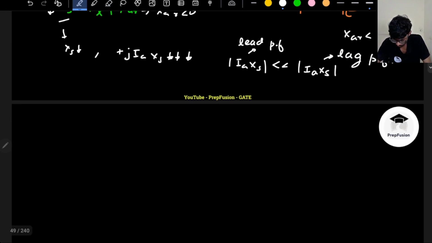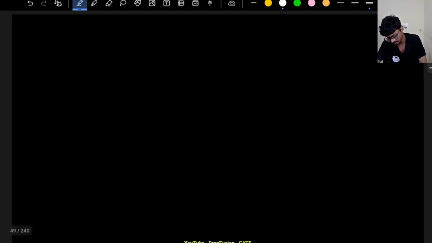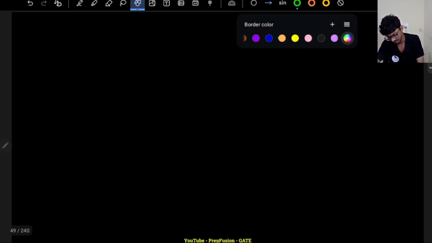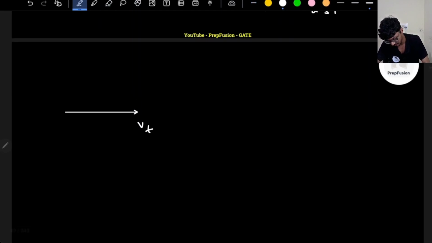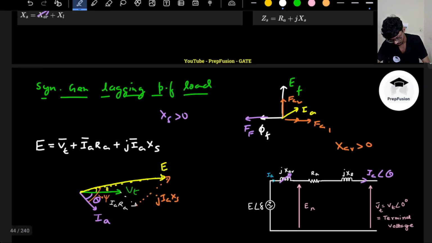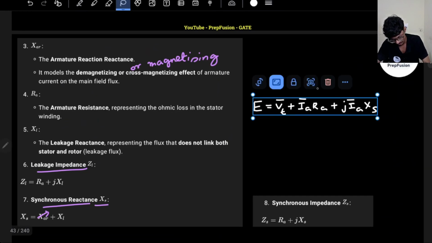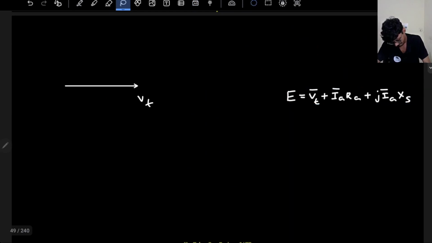Okay, so how will I draw the phasor diagram? The phasor diagram will be something similar, but there will be minute differences. Let me first draw this VT. VT will be here. I will draw the phasor diagram again by following the same equation. What was the main equation? This was the main equation, right? Yeah, this one. I will still follow it. I will not forget it. So here, what will happen? This will be VT.